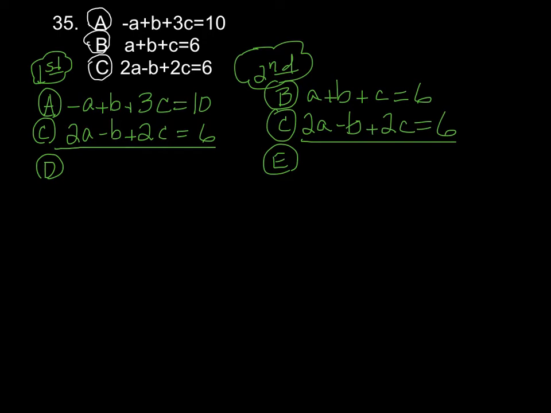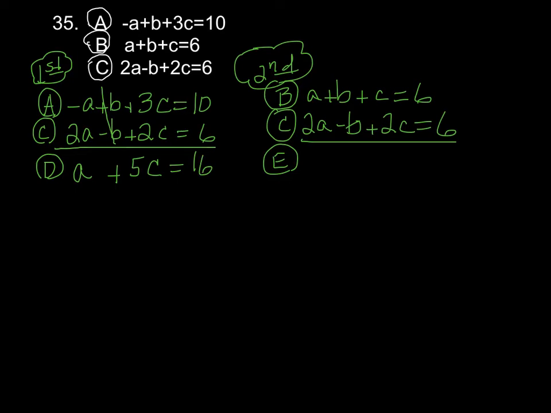All right, so let's look at the A and the C, my first step there. So if I add those equations, I'm going to get an A here. My B's will cancel out, which is what I want. Then I'm going to get plus 5C equals 16.